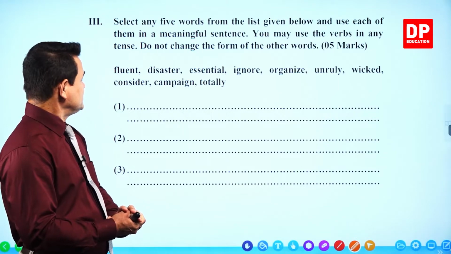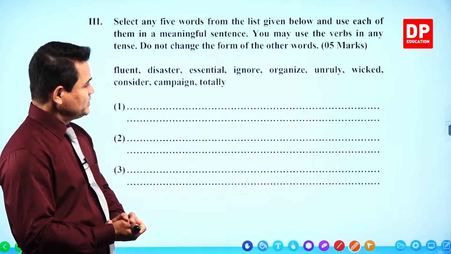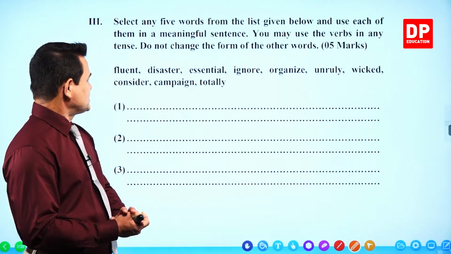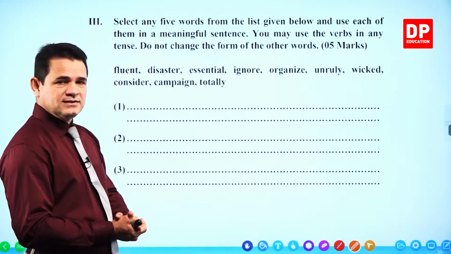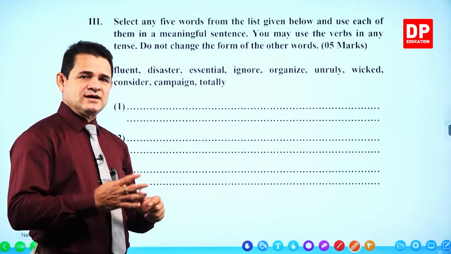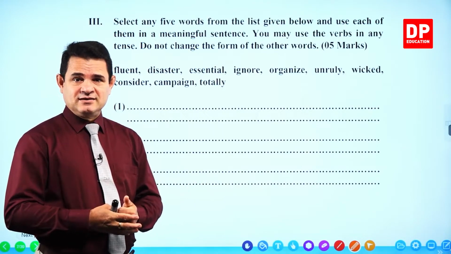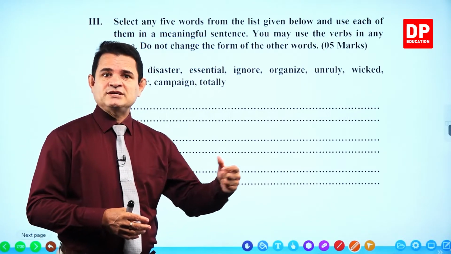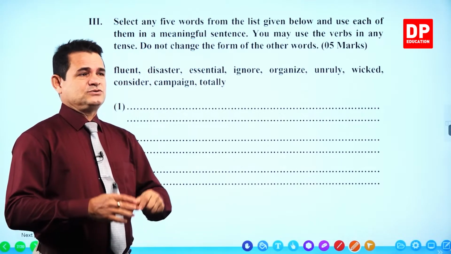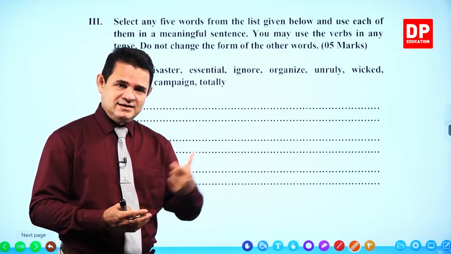Fluent, disaster, essential, ignore, organize, unruly, wicked, consider, campaign, totally. So now when you look at these words, you can see all kinds of words are there. Fluent in English කියලා එහෙම කියන්නේ. Right, my brother is fluent in English. Oh, disaster. Now, tsunami disaster. So you can use that in a sentence.